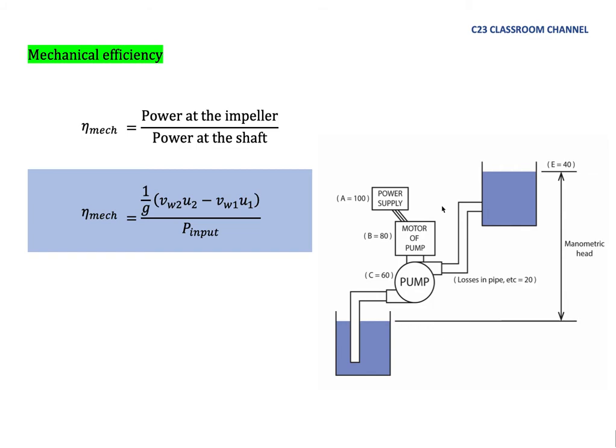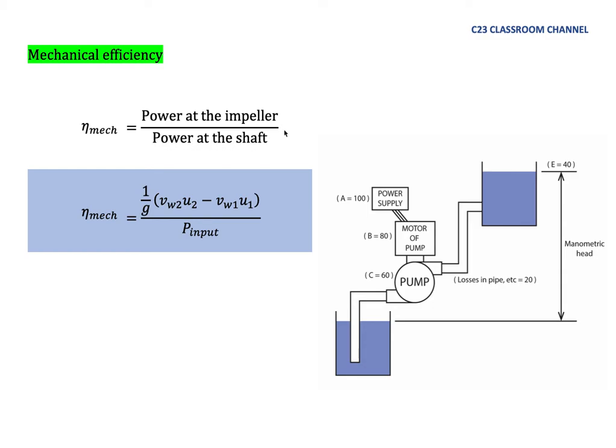The efficiency number 2 here that I want to discuss with you is the mechanical efficiency. The equation for mechanical efficiency is eta mech. So this symbol is eta. We learned about this symbol in boundary layer, I think. So mechanical efficiency is the power output over power input, and power output here is power at the impeller, and power input is the power at the shaft.